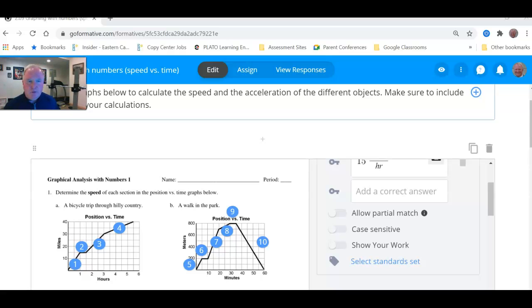And so you can see that what we have here is your GoFormative. You have a position versus time graph, and you can see that there's actually four different segments of that line. So each one is separate. And I'm going to do an example for you guys. Since there's only two of these, I'm not going to do this one right here, but I'm going to turn on the camera and do an example for you so that you can see how to do it. So let me get that camera up.